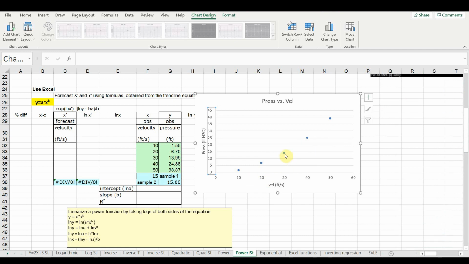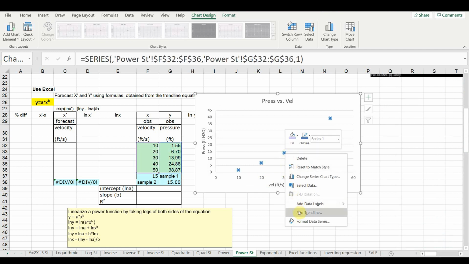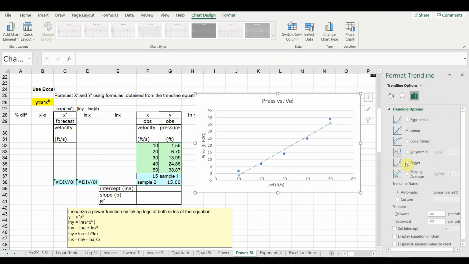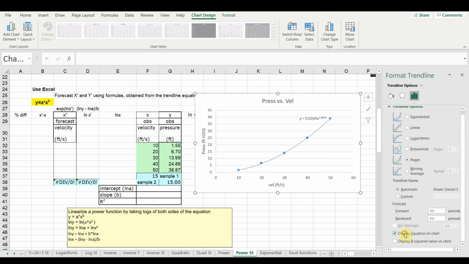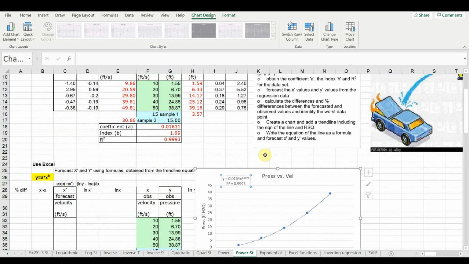Okay, let's right click on a point, add a trend line. We're going to add a power function, display the equation and the r squared. And this looks to be about what we got from the calculator, so that's good.